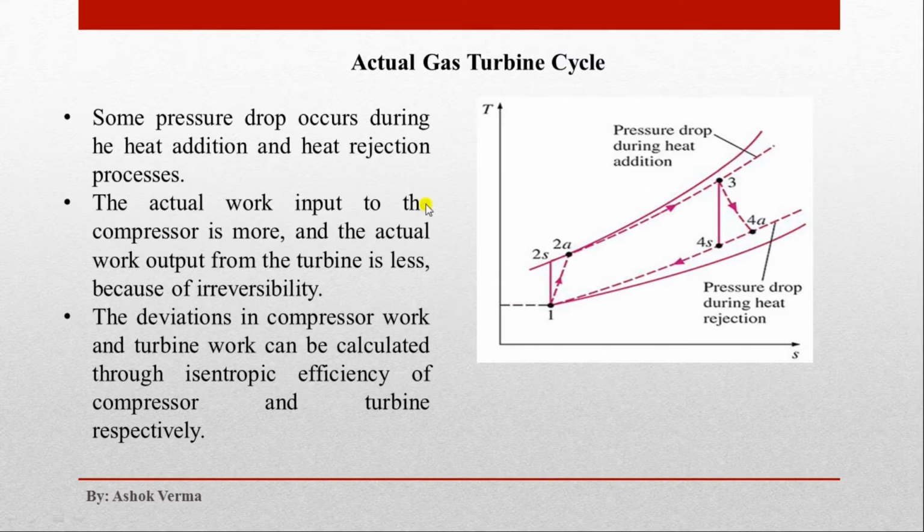So if you want to calculate these deviations, means the increase in the compression work and decrease in the turbine work, then you can calculate these deviations in the work input and work output from the isentropic efficiency of the compressor and isentropic efficiency of the turbine, which we have studied in the previous lecture.